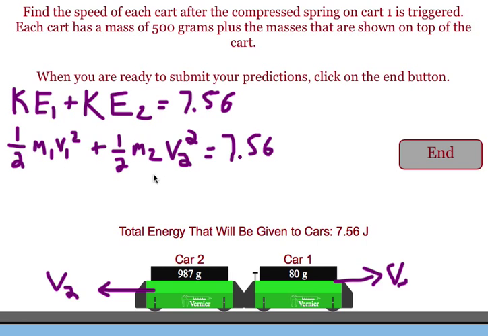Now, we do not have enough information to solve this problem. We don't know V1 and we don't know V2. That's where momentum conservation comes in.